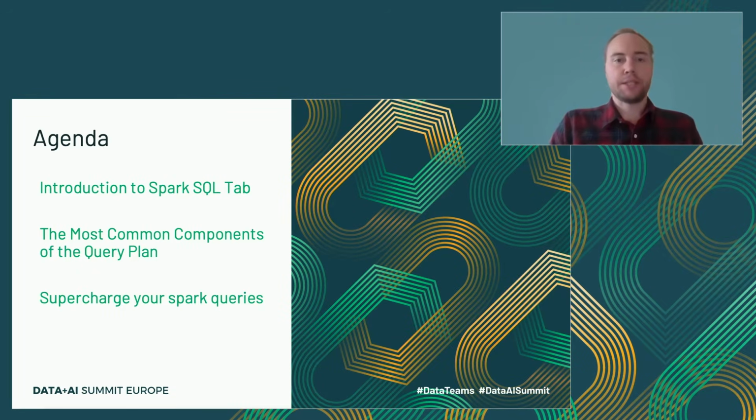So what are we going to talk about today? In the first part of this presentation, we are going to give you an introduction to the Spark SQL tab, which is one of the tabs in the Spark UI that most of you are probably familiar with. Next, Stefan will introduce you to all the most common components that you will find in the query plan, which is, again, the Spark execution query plan within the Spark SQL tab. And finally, I will walk you through a couple of real-world Spark scenarios in which we can use the knowledge that we gained about this query plan and the Spark SQL tab to optimize your Spark queries to make them as optimal and as fast as possible.